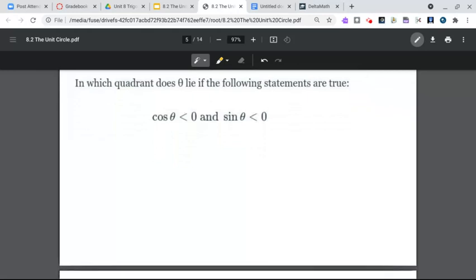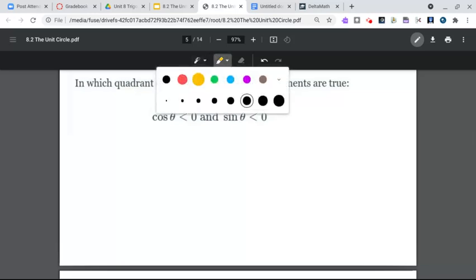Okay, let's do a few of these. In which quadrant does theta lie? So theta is our unknown measure of the angle. If the following statements are true: cosine of theta is less than 0 and sine of theta is less than 0. So my suggestion is we create a quick coordinate plane.